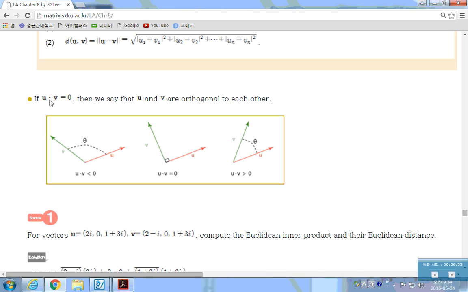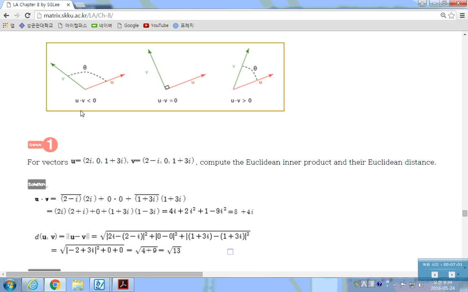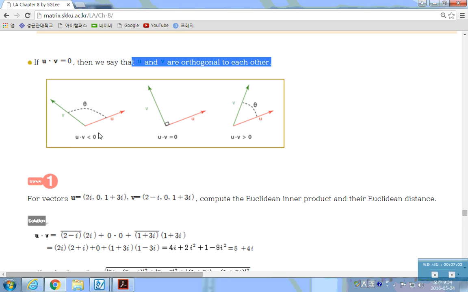If the inner product of two vectors is 0, then we call them orthogonal to each other, as we say. And if the inner product of two vectors is negative, then it means it has a wide angle like this. If the inner product is positive, then it has a small, narrow angle. If the inner product equals 0, that means U and V are orthogonal.